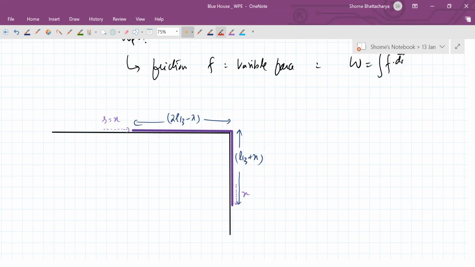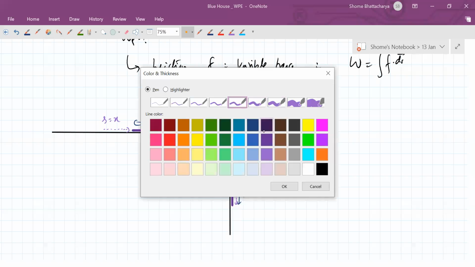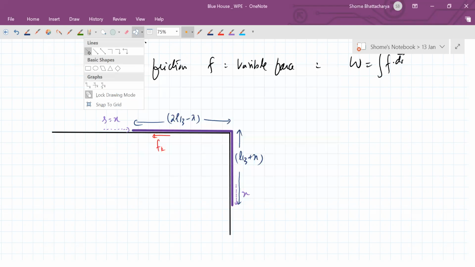So at this point of time, if you see, the frictional force which is acting in this direction is kinetic friction. Okay. And if you just make the free body diagram of this portion, which is on the tabletop, that portion is experiencing friction.